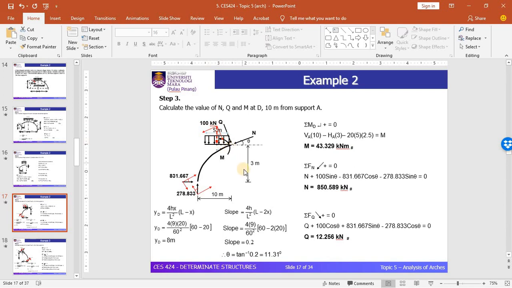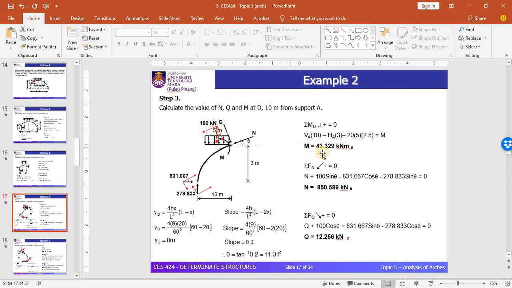As usual, you need to find the height y. Since this is point D, you can put it as YD, and the slope, or the angle, theta D. By using the general equation of y and theta, you can see that YD is equal to 8 meter, and theta is equal to 11.31 degree. Once you have obtained YD and theta, you can calculate the internal forces.